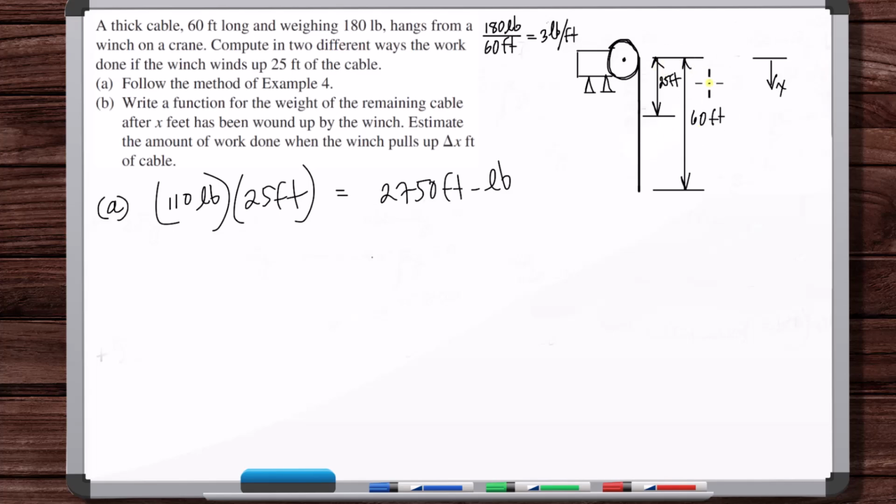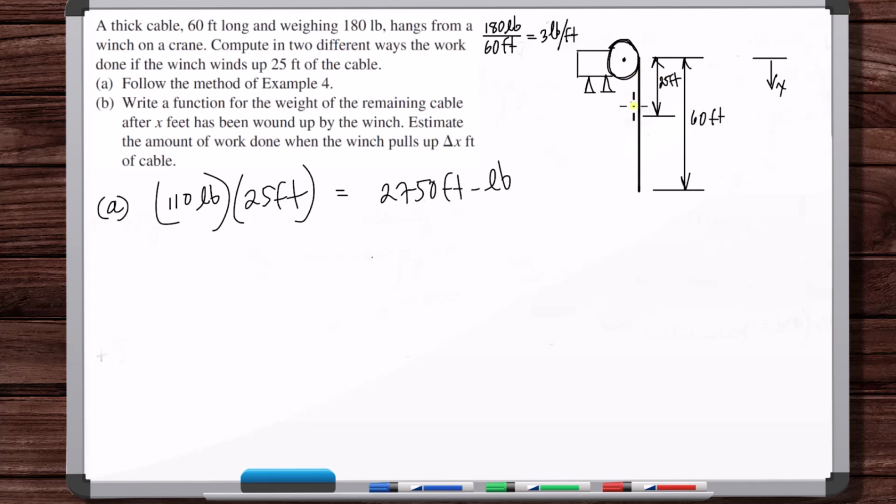This is different. For this portion, not every single piece is being lifted 25 feet, right? This piece is being lifted 25 feet, but this piece is being lifted 13 feet. This piece is being lifted 3 feet.